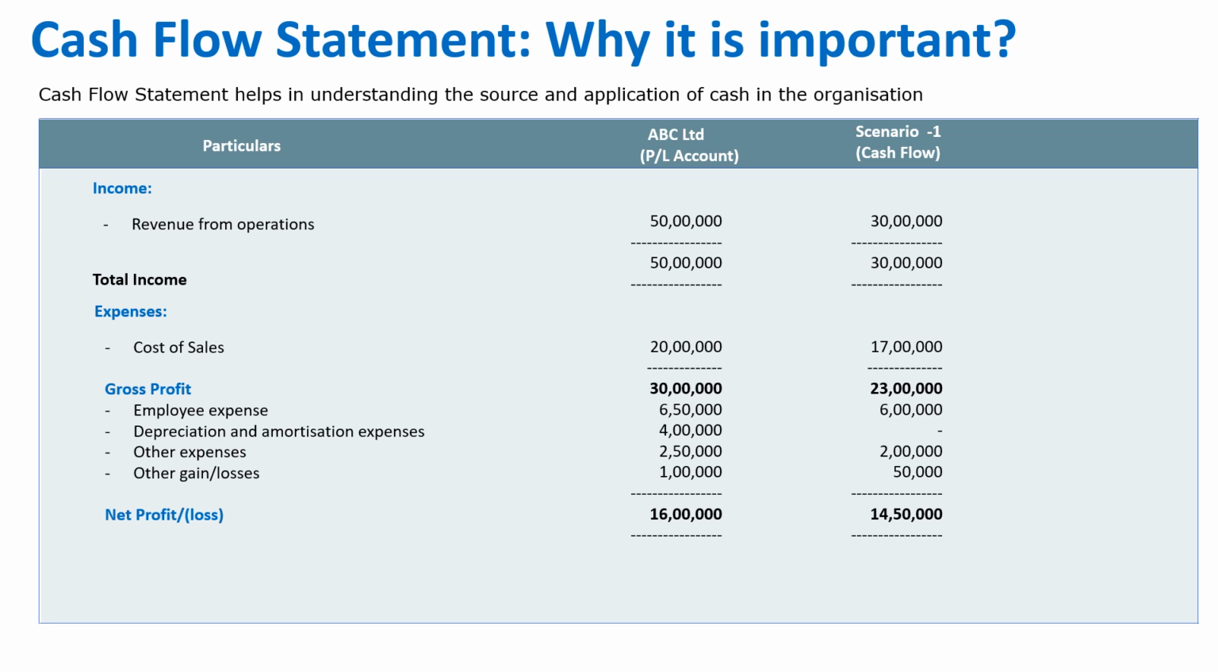So what is the net cash flow we have here? It is 14.5 lakh as the cash flow from operations. That means out of 16 lakh profit, the company collected 14.5 lakhs in cash.